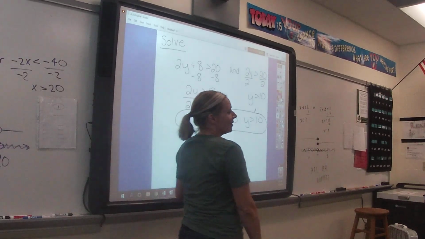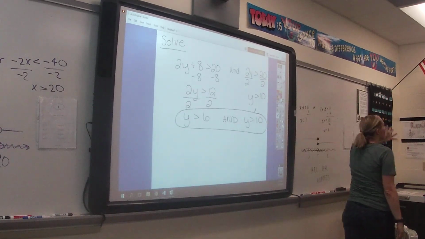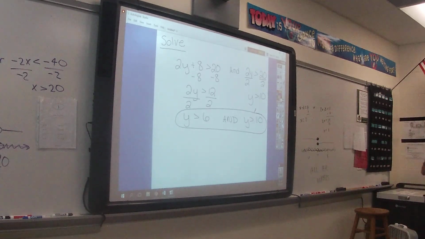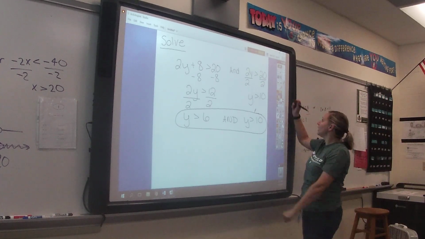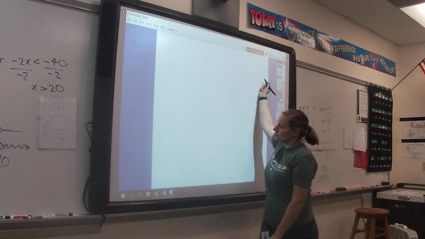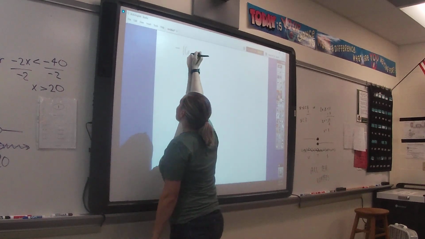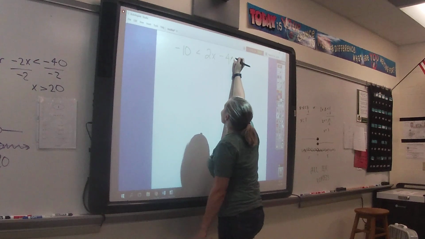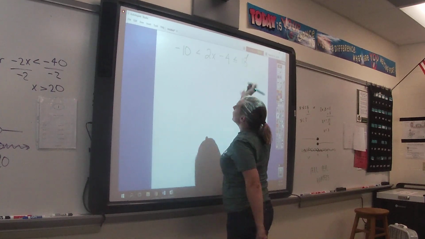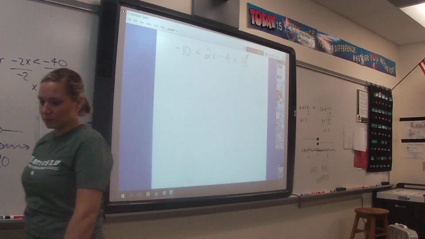No problem, right? You could graph that, we get an answer, everybody's happy, nice, neat, and normal. Okay? The problem is that just like with graphing compound inequalities, they can be separate or they can be together. Solving compound inequalities can be separate or together.